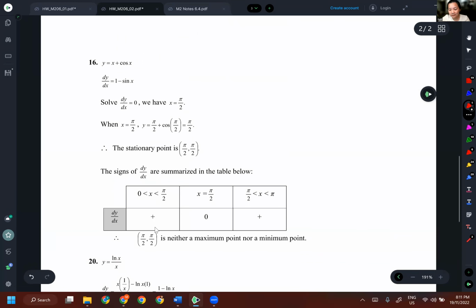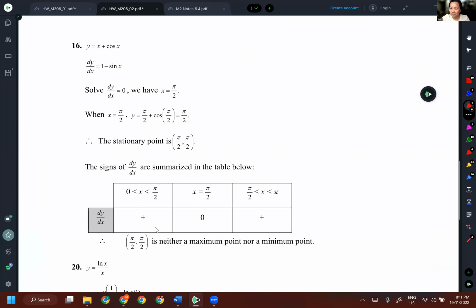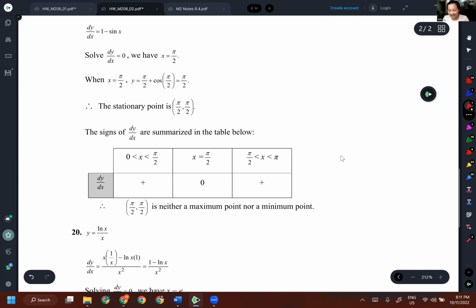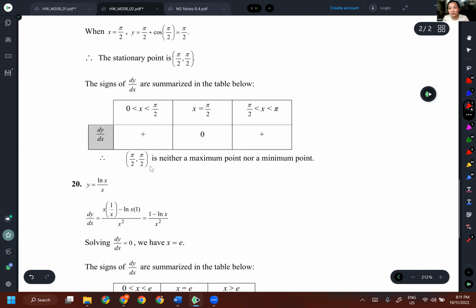Question 16. In question 16, this is a trigonometric function. So you practice again how to solve a trigonometric equation. The stationary point is pi over 2. And this time no one wrote 90 degrees. That's very good. And then you answer pi over 2 is neither a maximum point nor a minimum point, or you can say it's a saddle point.